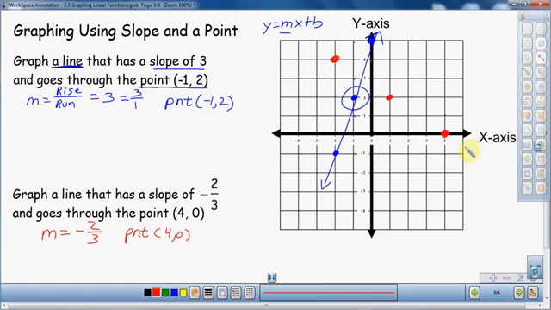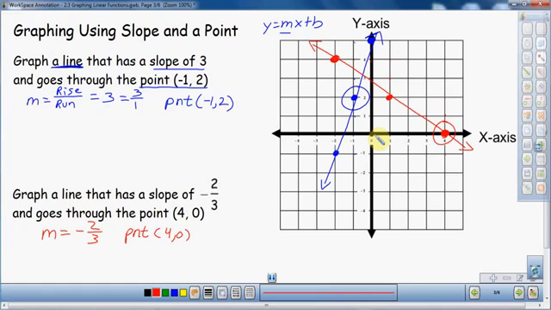So now let's just connect the dots right here. Put arrows on the end of your lines, of course, because they're lines that go on forever. And that's it. So our starting point was down here, which was 4, 0. And there is the line that has a slope of -2/3, and it goes through the point 4, 0. Okay, a couple other things to note. That's the end of those two problems.